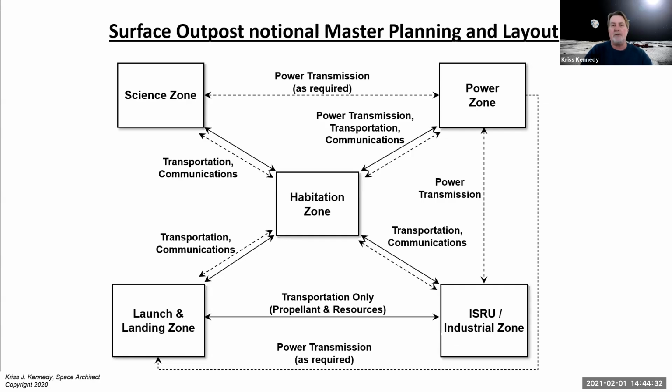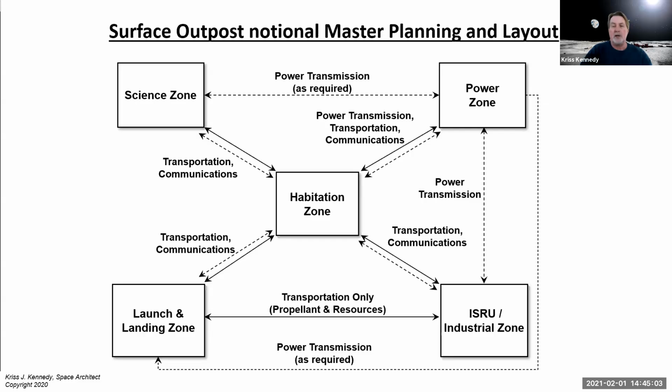This is a notional outpost master planning and layout. You can see there's 5 zones. There's science zone, power zone, industrial zone, launch and landing zone, and the habitation zone. There's interconnectivity, interdependency between the zones. In some cases, the science zone, you want to leave pristine and you want that away from the habitat or the surface base area. Power, depending on what it is, could be placed in proximity to the habitation zone, but if it's nuclear, you want to get it a little further away and protected.